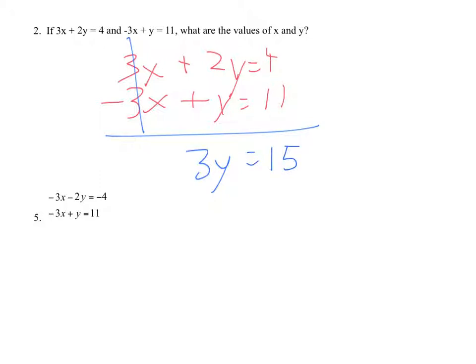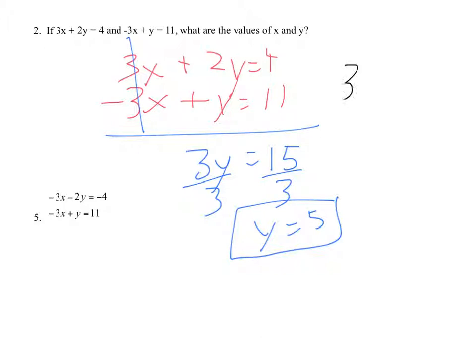And then we have a simple one-step equation, divide both sides by 3. We are left with y equals 5. Now remember, we're doing systems of equations, two variables, so we still have to find out what x is. So I'm going to take this first equation here. I'm going to write it down. 3x plus 2y equals 4.